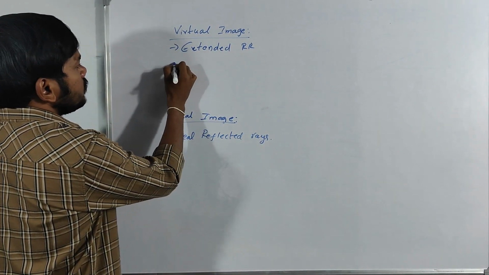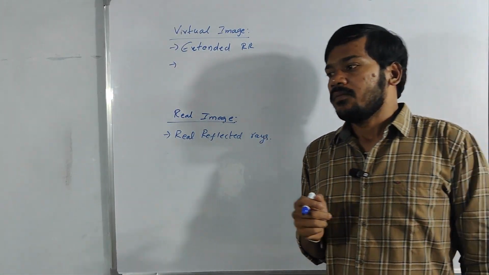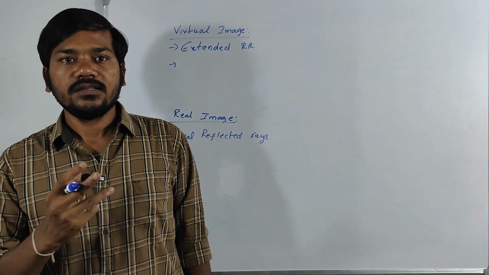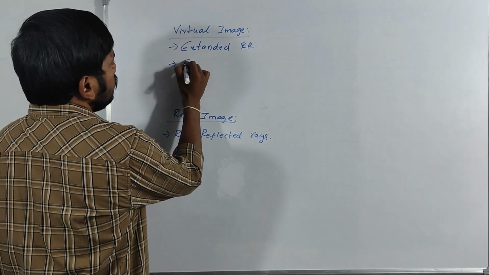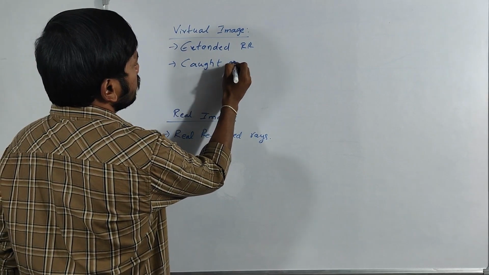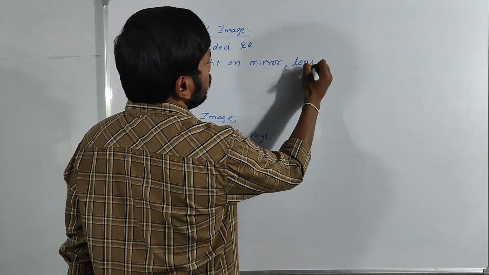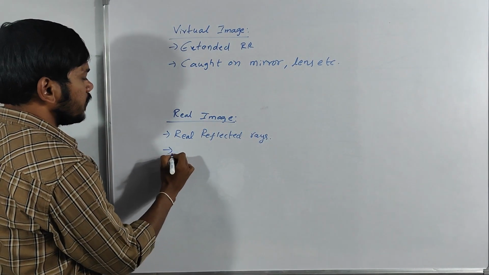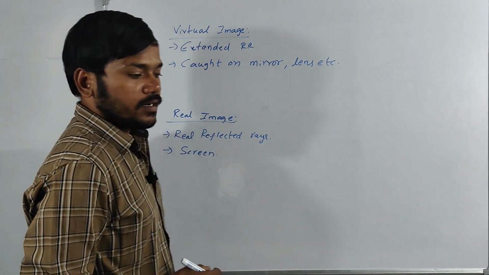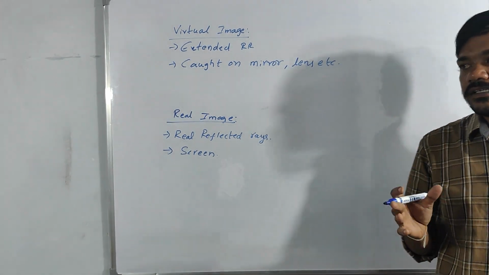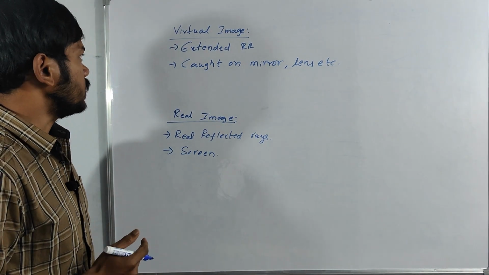Now, a virtual image can be caught on the mirror or on the lens, but it cannot be caught on a screen. A real image can be caught only on a screen. It can be a white screen or any type of screen which shows the reflected rays on it such that it forms an image.